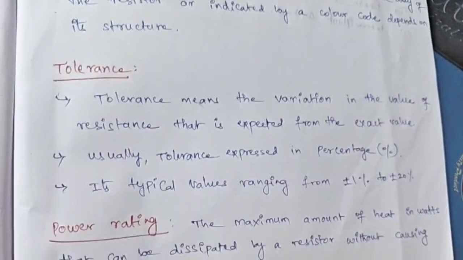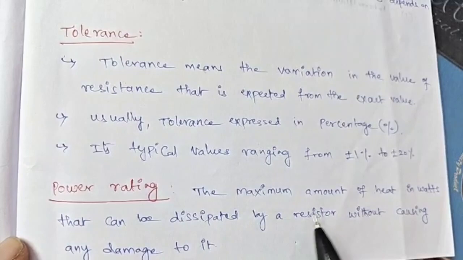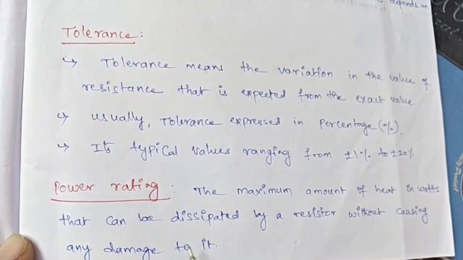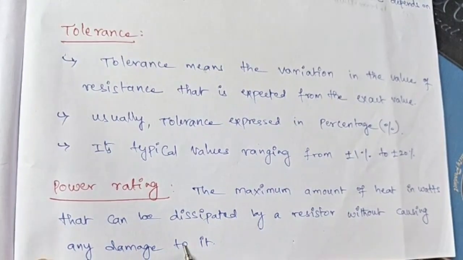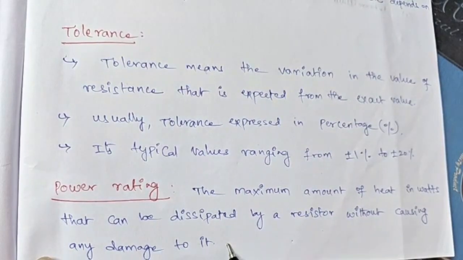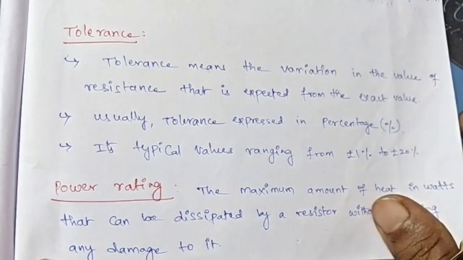Now the third one is power rating. Power rating means the maximum amount of heat in watts that can be dissipated by a resistor without causing any damage to it. Normally the resistor dissipates energy in the form of heat. How much heat can be dissipated without damaging the resistor is given by the power rating, and that is mentioned in watts.